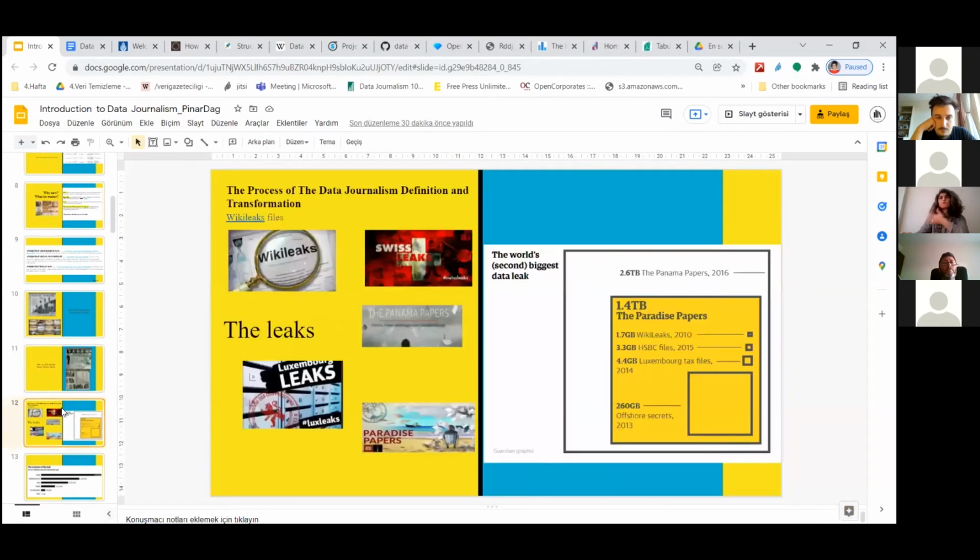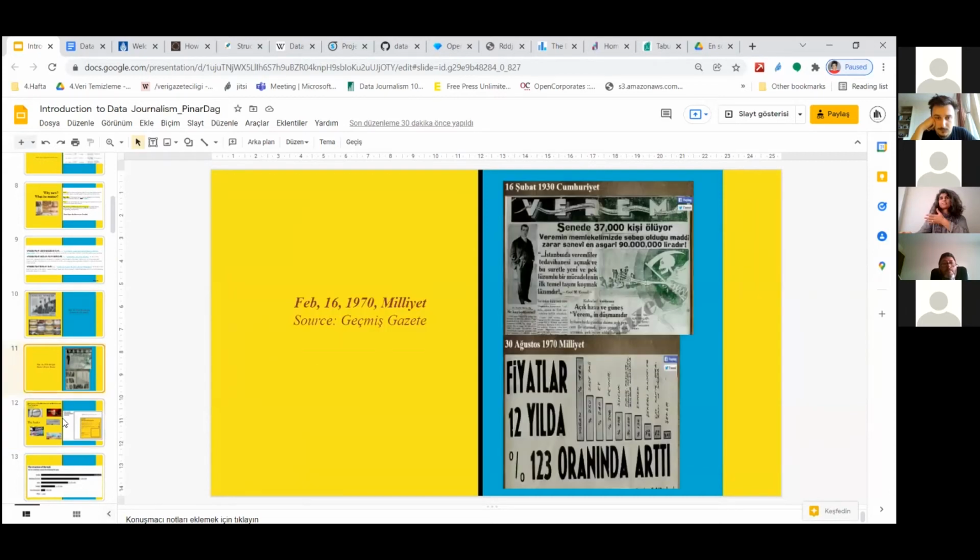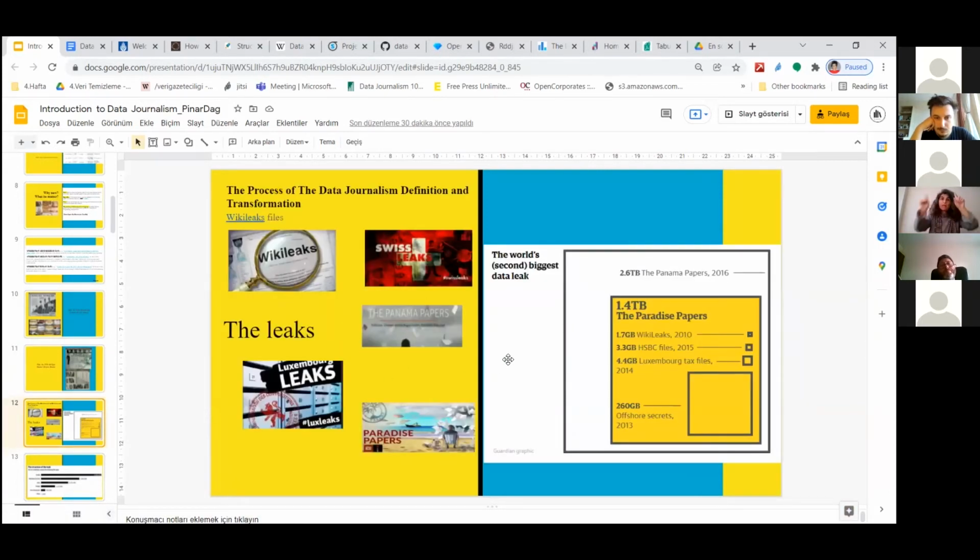Again, when we go back to the process of the leaks, like how we can jump from here to here, actually data journalism as a term started with leaks, and the size of the leaks actually created a huge problem in the world.